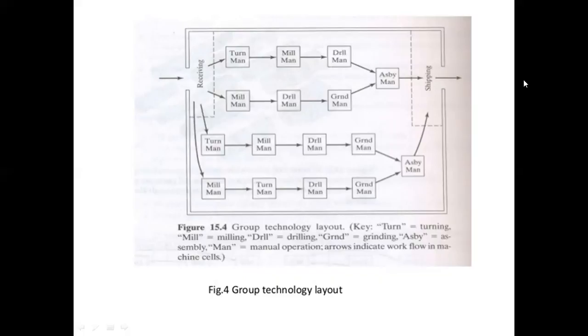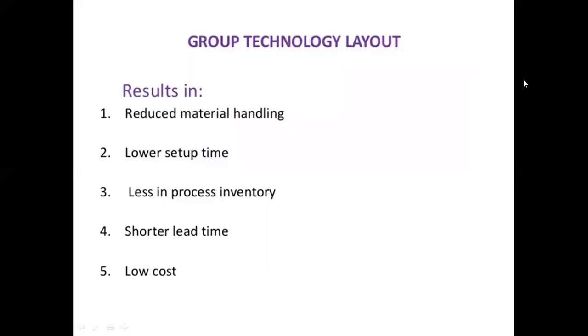So arranging your machines, arranging your resources according to your production schedule, that grouping, we call it group technology. So coming to the group technology layout, what are the benefits you have by using it? The first one is reduced material handling. Why do we have reduced material handling? Because you have a sequence of operations which are arranged properly here.